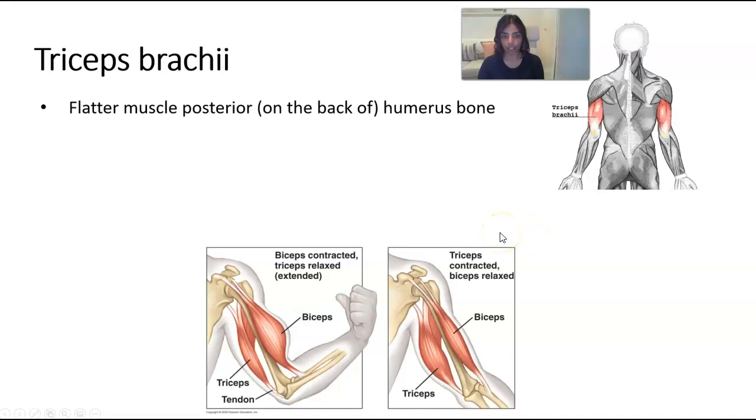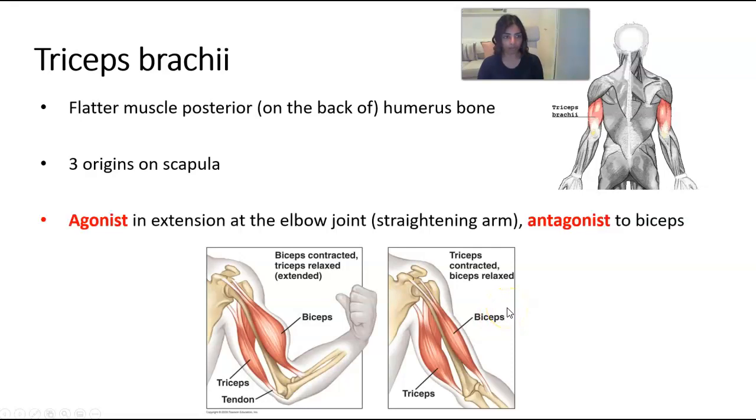And this is a much flatter muscle, and it helps with extension of the arm. And again, it has more than one origin which attaches onto the scapula. That's our fixed point. And it is an agonist for extension, and it's an antagonist to the biceps muscles. So it does the opposite.